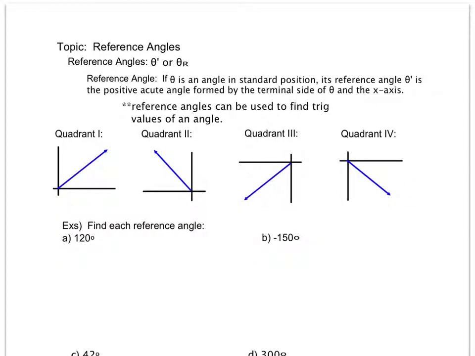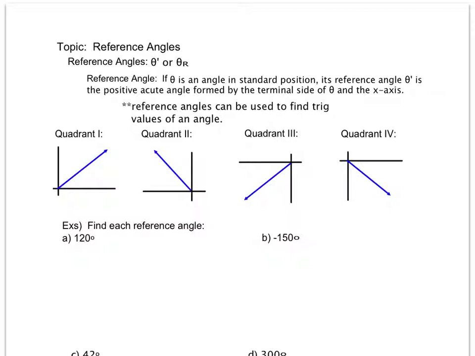So we've now been talking about trig functions, and we can only use SOHCAHTOA if we have a right triangle. So we're now going to talk about something called reference angles, which is going to allow us to use trig functions on angles that are not right angles. And we're going to do that by creating these reference angles.